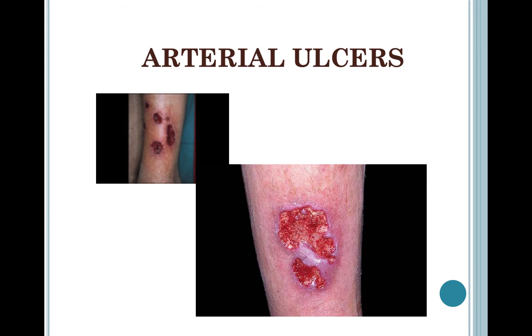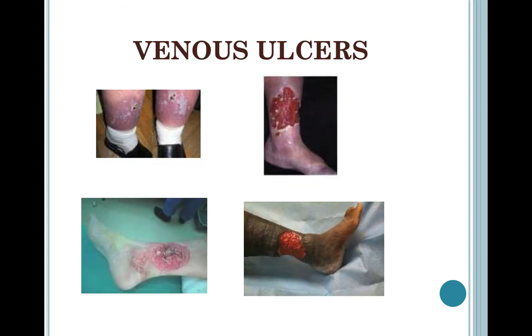This is a picture of arterial ulcers. Arterial ulcers happen because of inadequate circulation to the distal portions of the lower extremities. So usually it involves the lower leg as well as the foot or the toes.